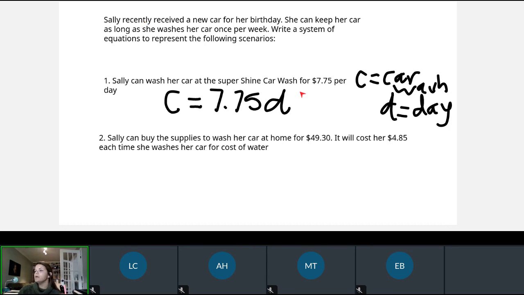So if you're having trouble, look at what I'm doing on the board. For me to write out $7.75 per day, it's 7.75 times D. You can choose any variable you want. If you want to let your variable be K, that's fine. I use D because it makes sense because it's per day. But you can choose any variable you want. If you want to use X, that's totally fine.